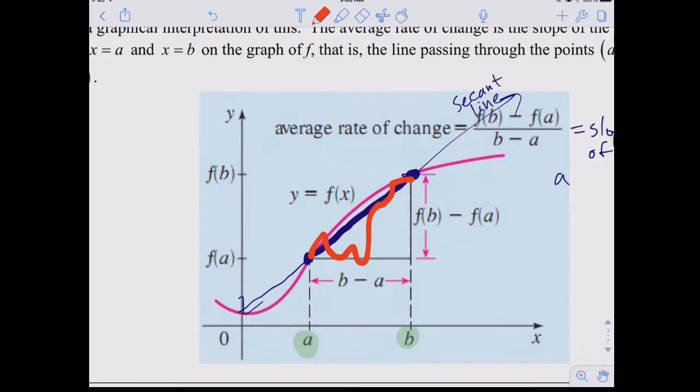The instantaneous rate of change would be what your speedometer on your car is reading at any given moment. And to figure that out, you need calculus. But to figure out the average rate of change on an interval, you don't need calculus, you just need algebra. It's the slope of the secant line.